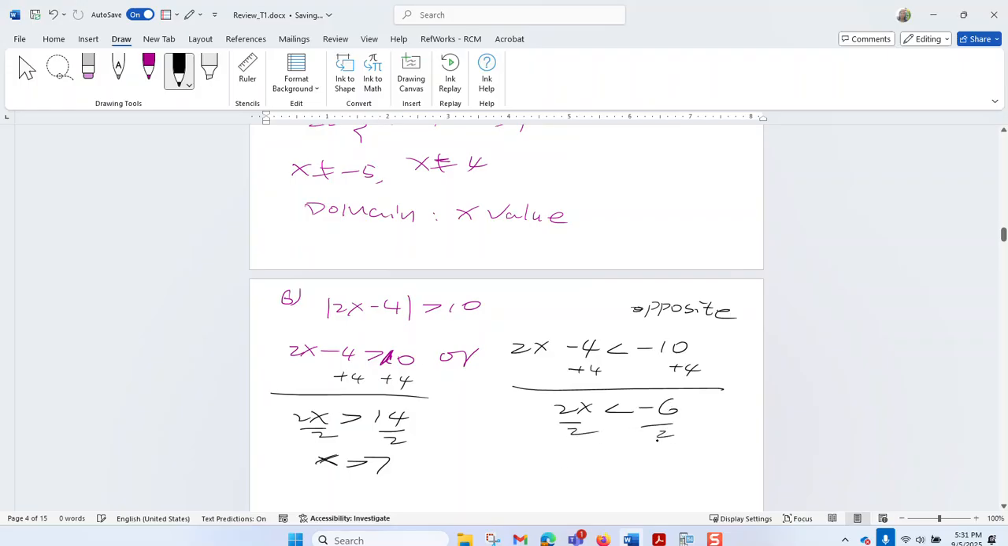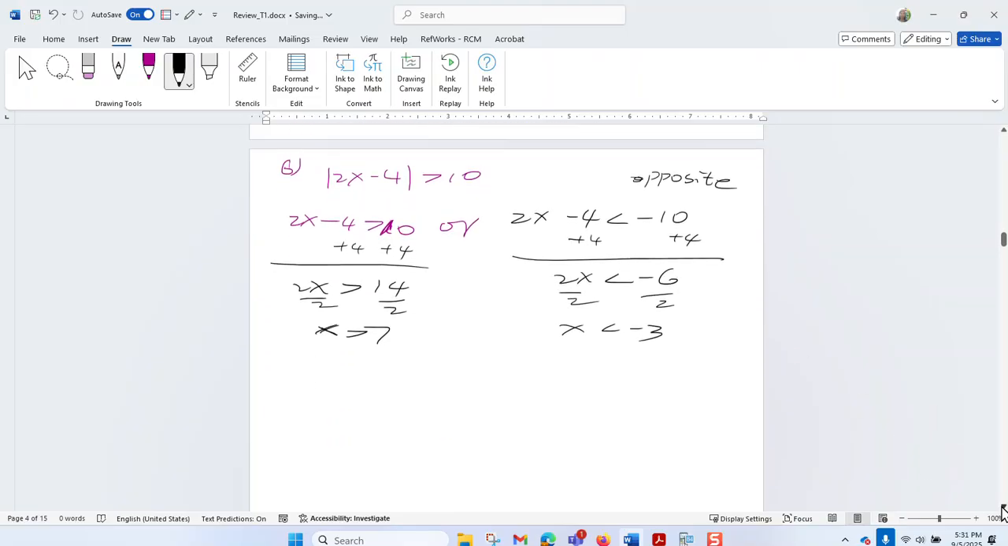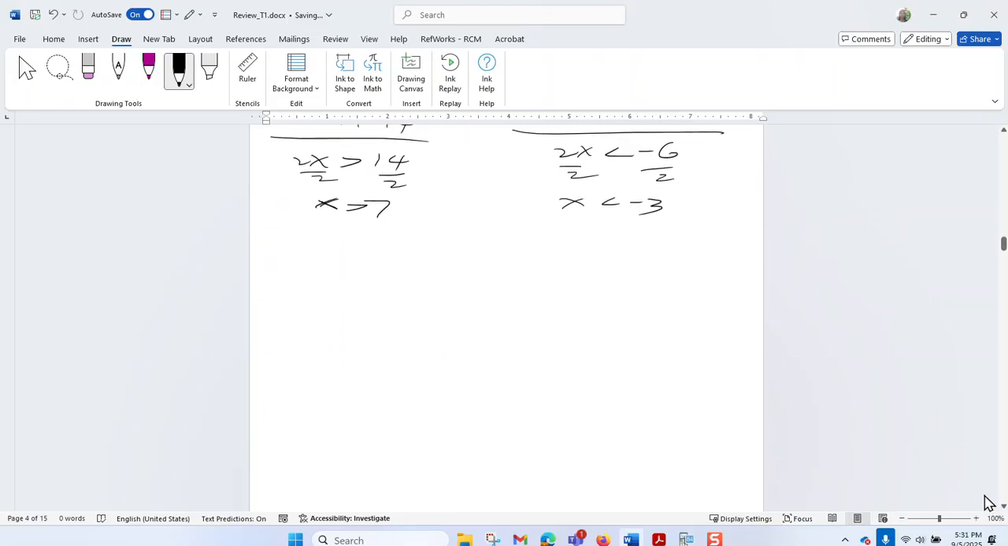Now we have to write this in interval notation. How do you write down the interval? You can do a little bit of graphing, it will be easier. So x greater than 7 goes to the right-hand side. This one will be 7 to infinity. It doesn't have an equal sign, so use the parentheses. This one, x less than negative 3, goes to the left-hand side. So this one will be negative infinity to negative 3, again parentheses. Do not have an equal sign in here.